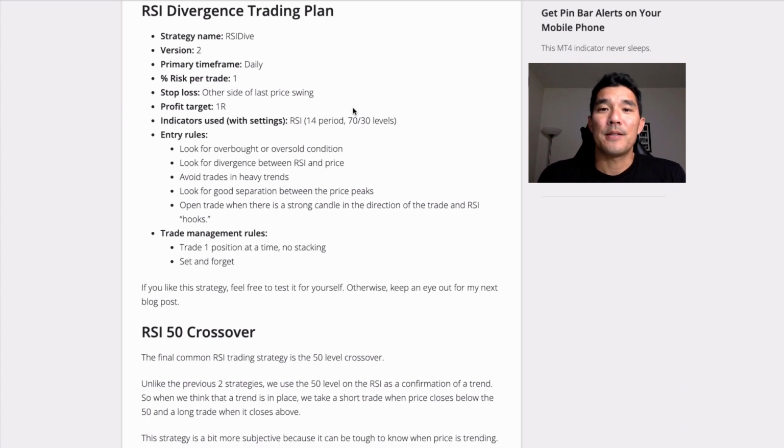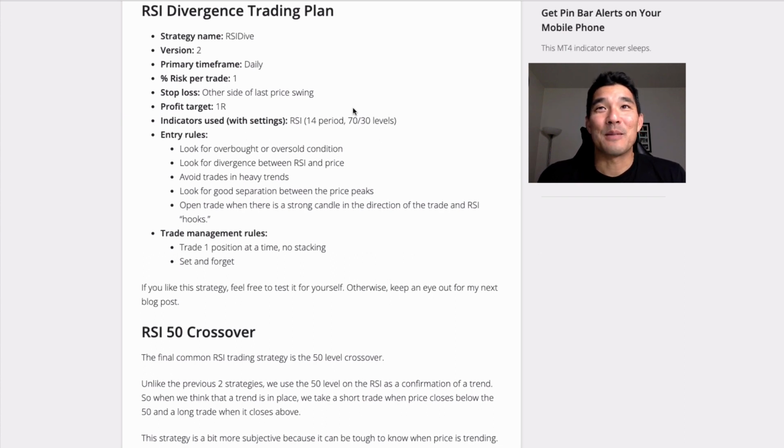So when price is trending heavily, we don't want to take this divergence trade because price can easily keep going, and if you take too many of these trades, you'll lose a lot of money. So I'll show you what a trending RSI divergence looks like, and that's what I'm going to try to avoid.